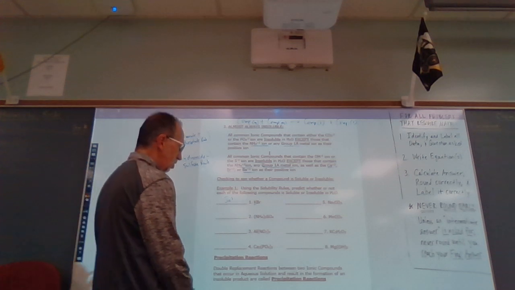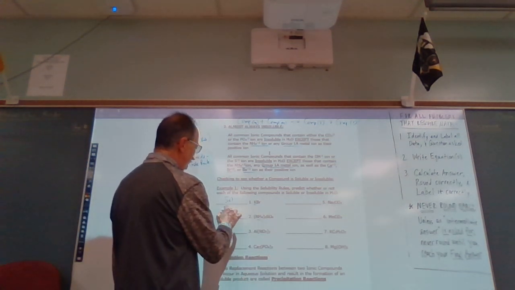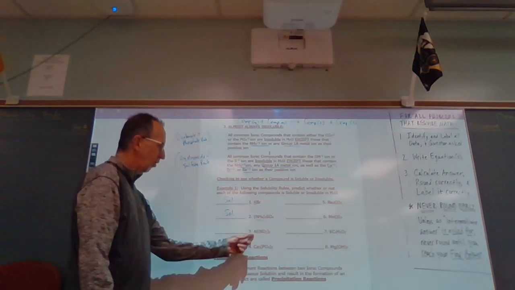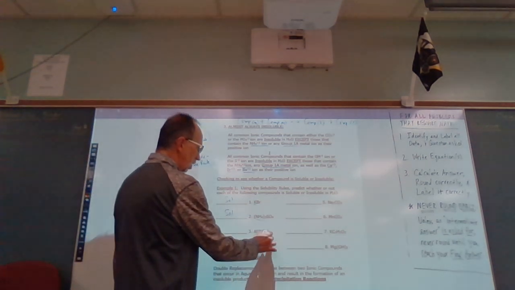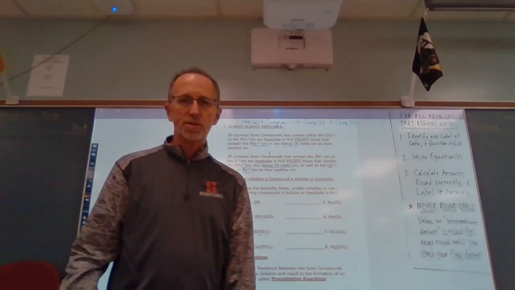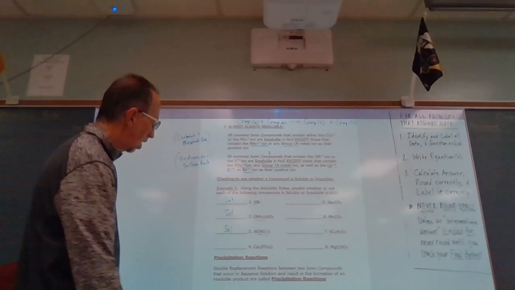The next one, number 2, ammonium sulfate. Well, here again, ammonium, always soluble. So that compound is soluble. Third one, aluminum nitrate. Here we go again, rule 1. Nitrates are always soluble. Got to remember those always solubles. That is a critical rule to remember.